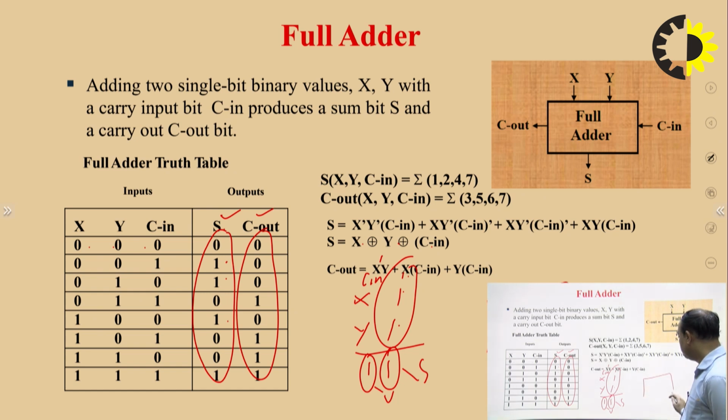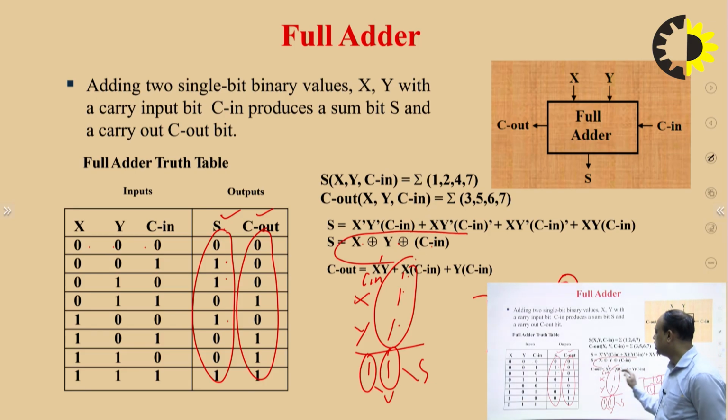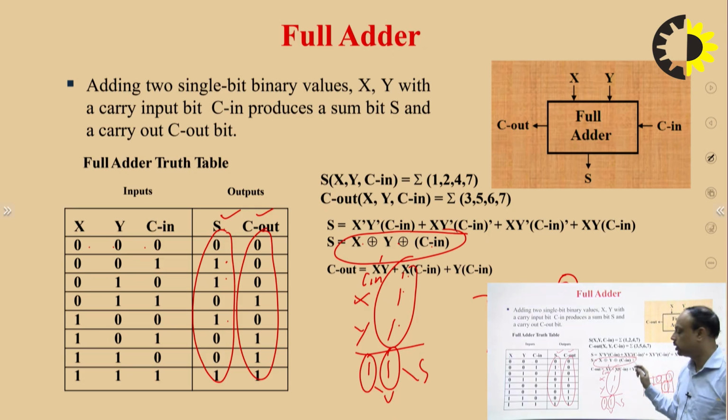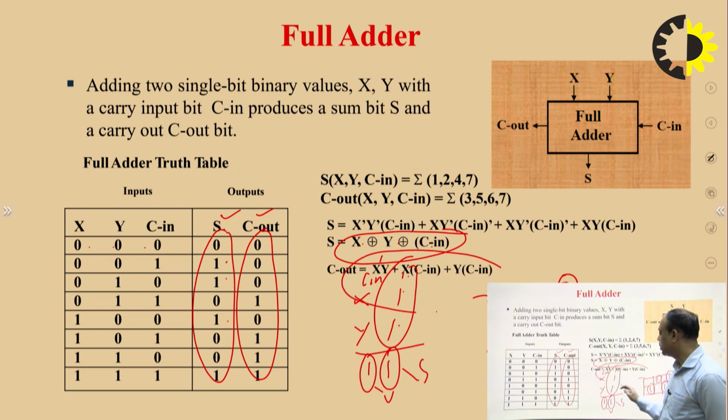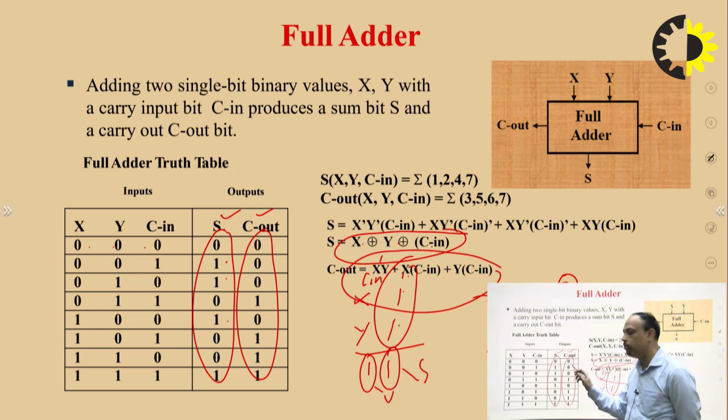So if we make the K-map, we find that the ones are in the first position, second position, fourth position and seventh position. So there is no matching, so all the ones are individual. If we solve this function, we find the sum is x XOR y XOR the C in, the third bit. Similarly, we can find the function for the C out with the help of these combinations.